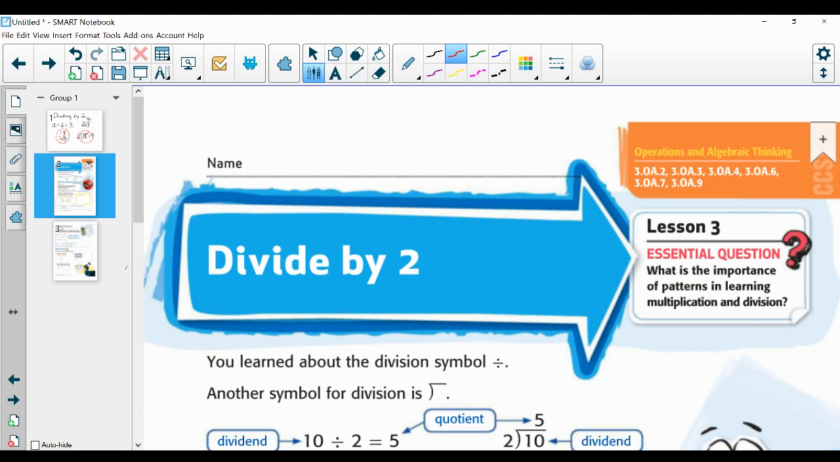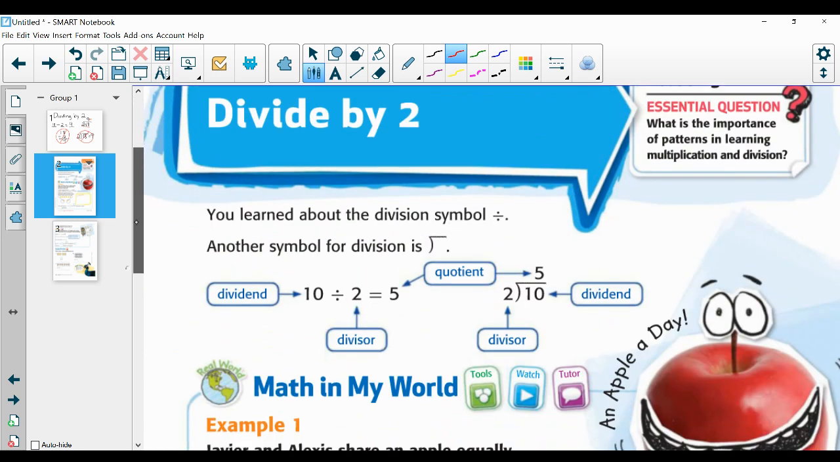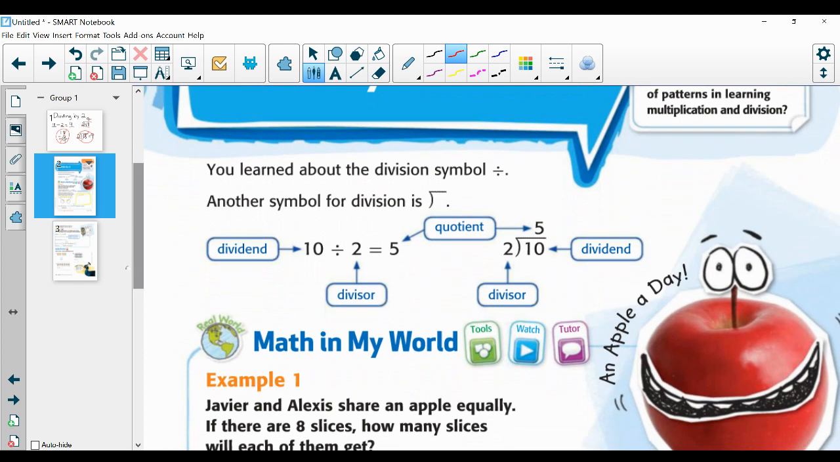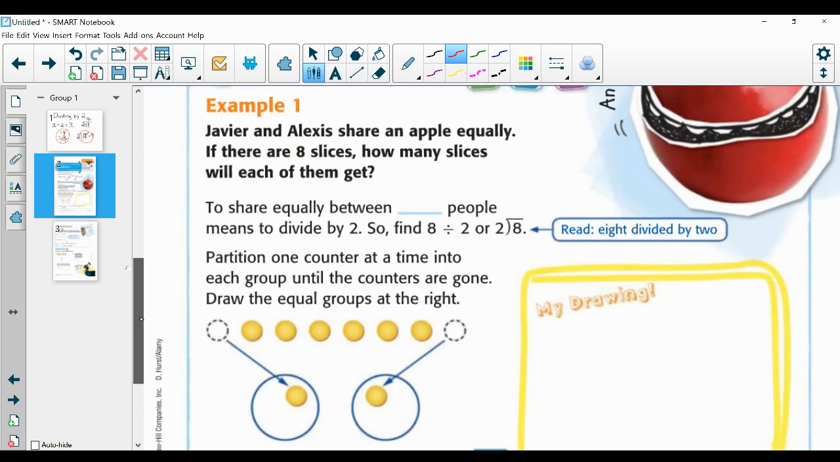So we are dividing by 2. You learned the division symbol, and another symbol for division is the division box. Like I told you before, your dividend is your total from multiplication. You take your product and you put it out in the front. That's your dividend. Your divisor is what you're dividing by. It's your groups. And then the 5 is how many in each group, okay? Then, like I showed you before, your divisor goes outside the division box, your dividend goes inside, and your quotient goes on top.